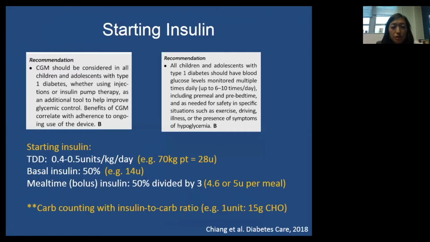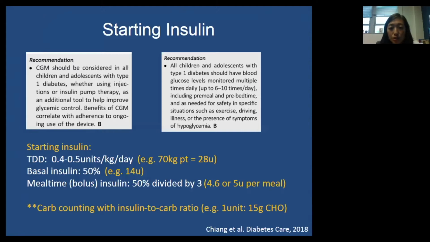So CGM, continuous glucose monitoring, should be considered in all children and adolescents with type 1 diabetes, whether they use subcutaneous injections, multiple daily injections, or insulin pump therapy, as an additional tool to help improve glycemic control. The benefit of actually having a CGM is really related to their ability to actually use it, right? Which makes sense.